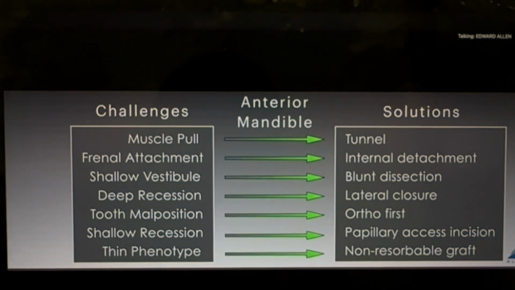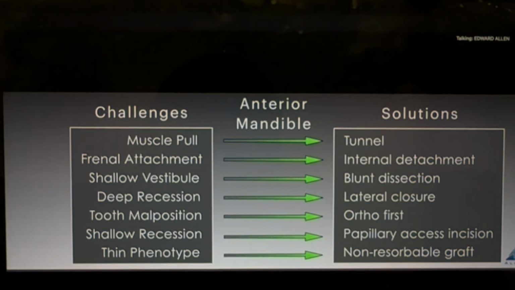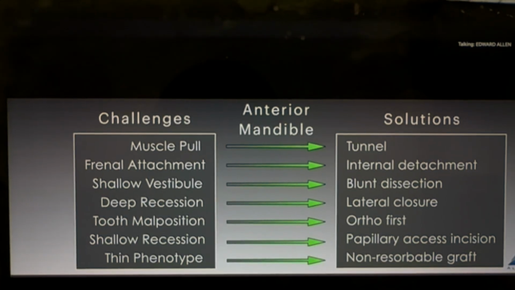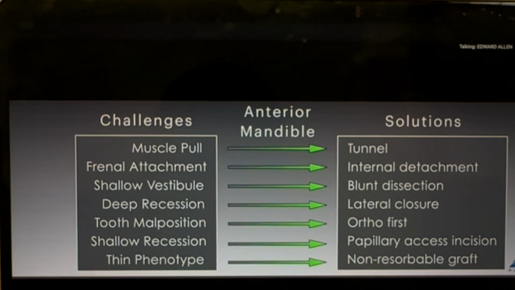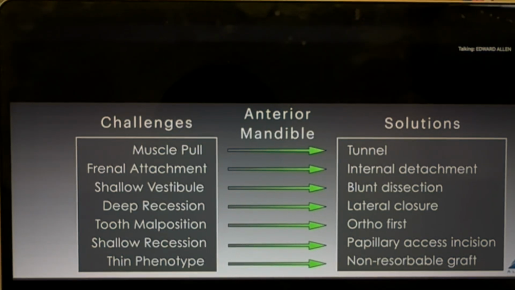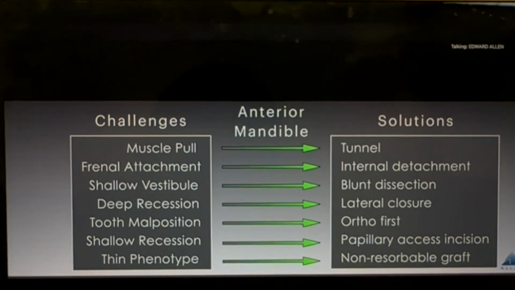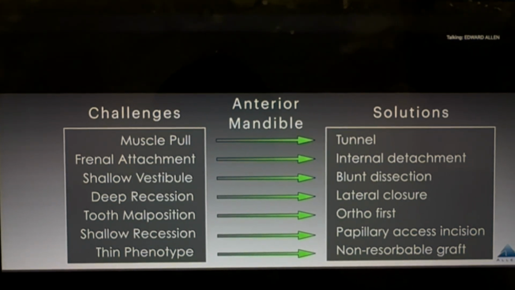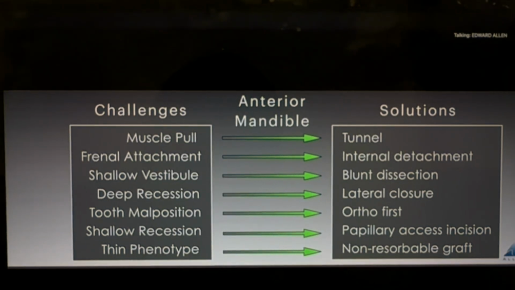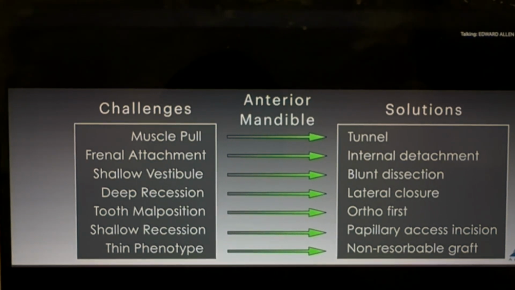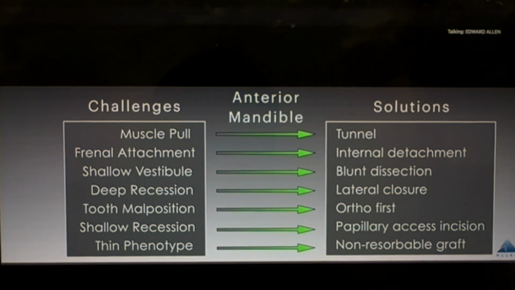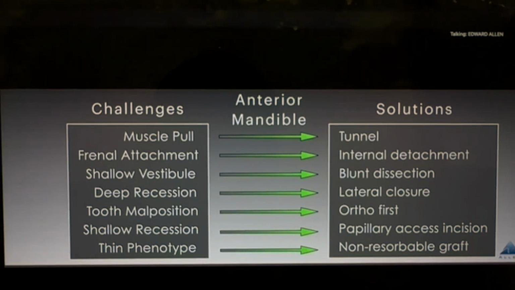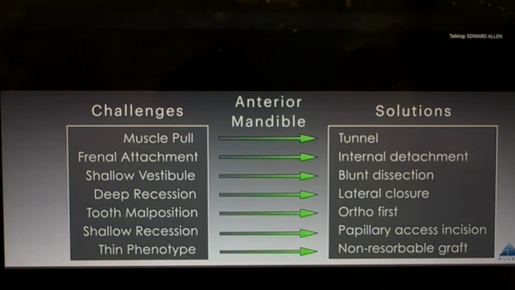So what we talked about with the anterior mandible are the challenges. Muscle pull, tunnel corrects that, eliminates the tension. A frenum attachment, we do internal detachment. A shallow vestibule, you want to do blunt dissection, create a rigid bed that will extend the vestibule. Deep recession we solve with lateral closure. Tooth malposition, we now do ortho first. Shallow recession, I use papillary access, and I use it pretty much routinely for the lower anterior, not just shallow recession, certainly with the lateral closure as well. And with thin gingival phenotype, use a non-resorbable graft.